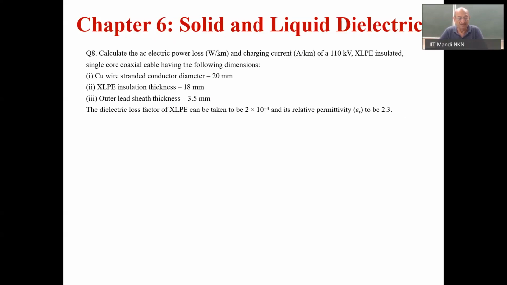The dielectric loss factor tan delta of XLPE is given to be equal to 2 into 10 to the power of minus 4, and the relative permittivity of XLPE, epsilon r, is 2.3. So you attempt, stop the video, and then put it on again to see the solution.